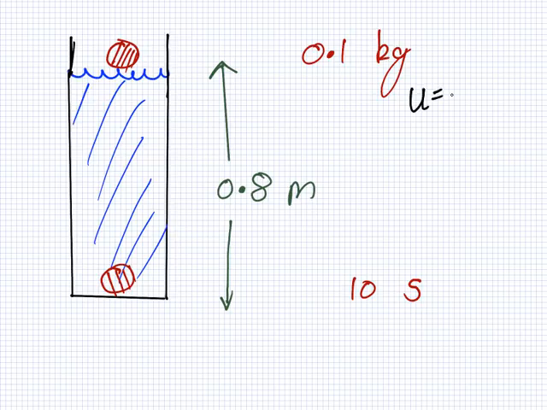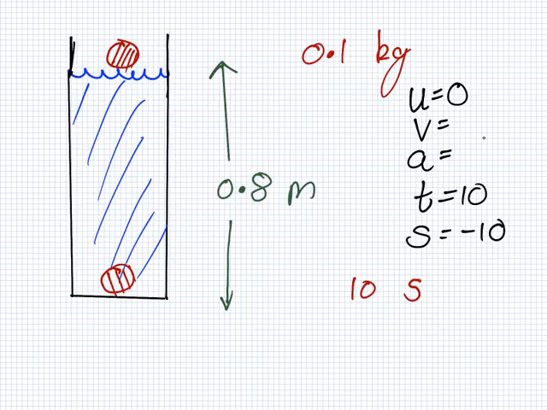U, what is it? 0. V, I don't know. A, not 9.81, definitely not. It's something we don't know. T, we do know, 10. S, minus 0.8, it's going down, because we're taking here at the start. Sorry, 0.8. Good. Okay.